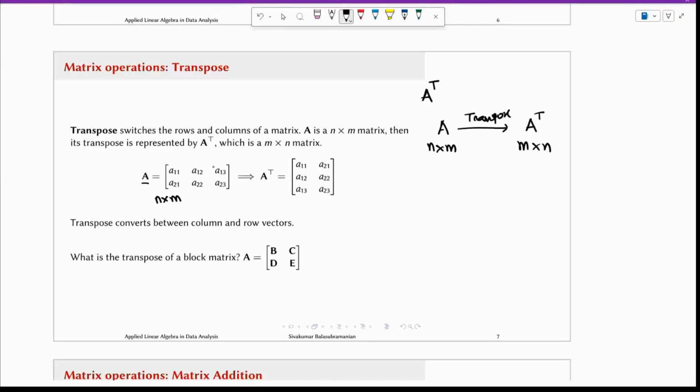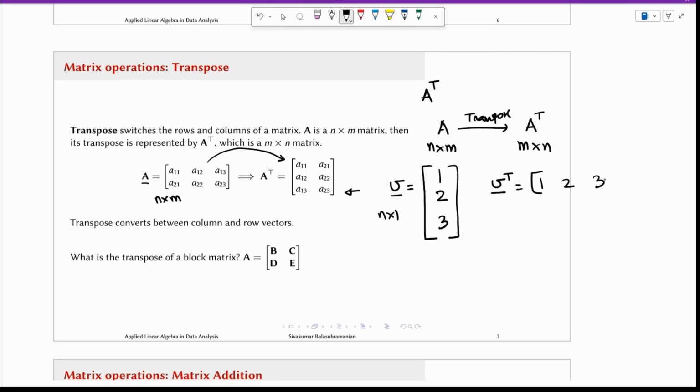So you start with this, and then when you do the transpose, you can think of it as either converting the rows into columns or converting the columns into rows. Both of them will give you the same result. This means if I take a column vector like this, this is an n cross 1 matrix, so it will be 1, 2, 3. That means you can convert a column vector into a row vector simply by doing the transpose operation.